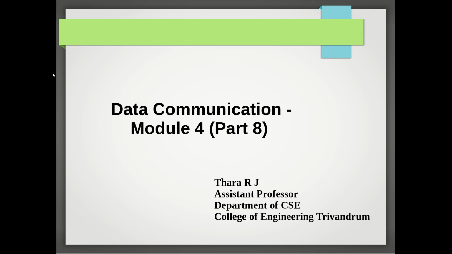Hello everyone, this is part 8 of data communication module 4. Module 4 is basically dealing with the multiplexing techniques. So far we covered frequency division multiplexing, wavelength division multiplexing, and then we started the discussion on time division multiplexing, particularly synchronous TDM is what we are discussing. We have already seen the architecture and how the system is working.